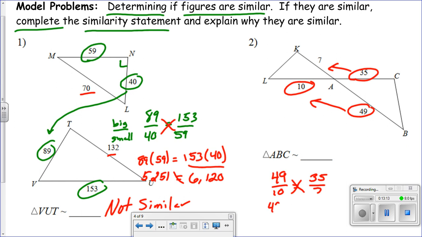But if it makes more sense to you to cross multiply, then do that. 49 times 7, we want to know if that's the same as 35 times 10. So we're just cross multiplying here. So I'm going to take my calculator here and go 49 times 7. And I got 343. And on this side, I got 350. They're not the same. This is not similar. So you can't even complete this statement. So there's nothing you can do here with that statement.